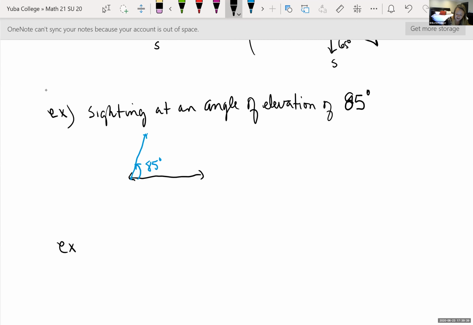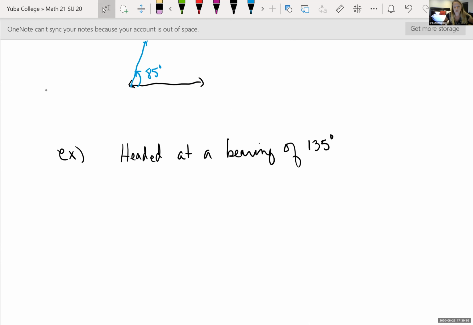If you headed at a bearing of 135 degrees, it didn't say anything about north, south, east or west. So I know I have to start at the north line when it says bearing, and I go clockwise. So this is 90 degrees, and about 135 degrees.